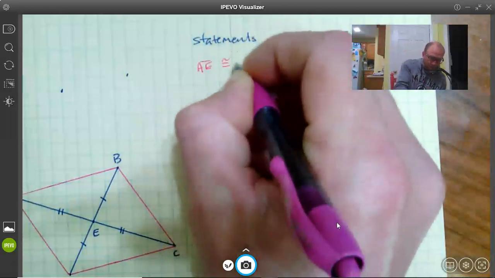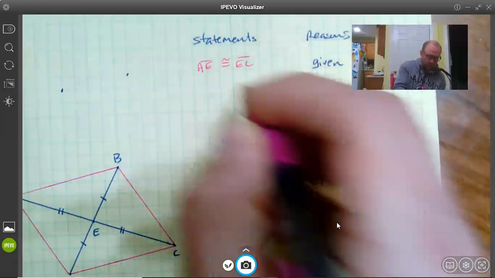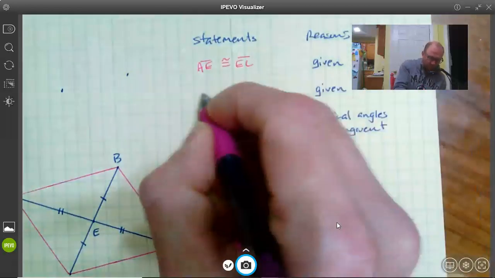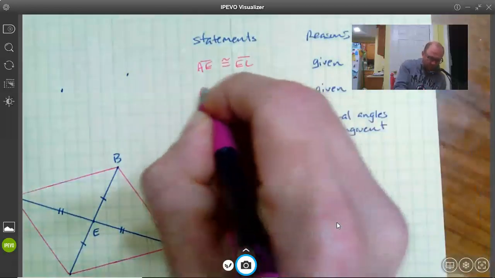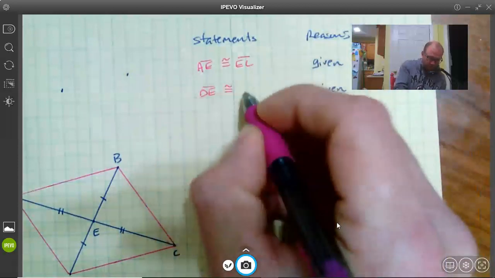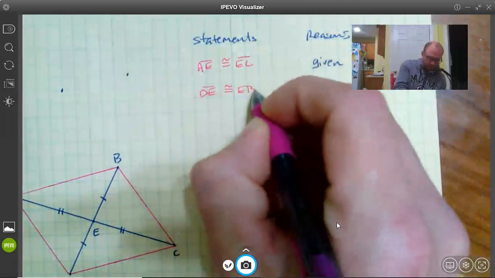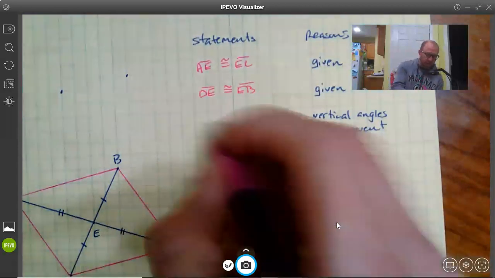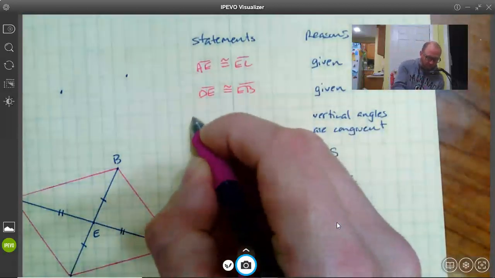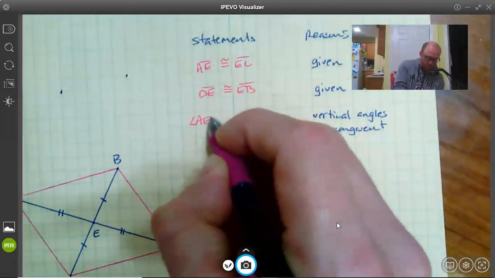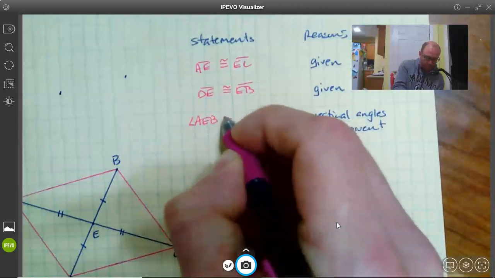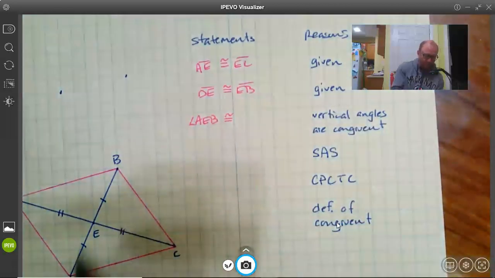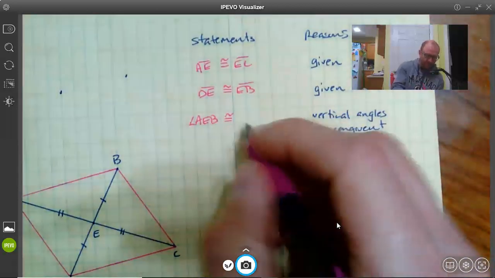So we're going to start out with AE and EC being congruent, and DE being congruent to EB. And that's just given to us. That was the information that we started with. Next, we've got that angle AEB is congruent to angle DEC.